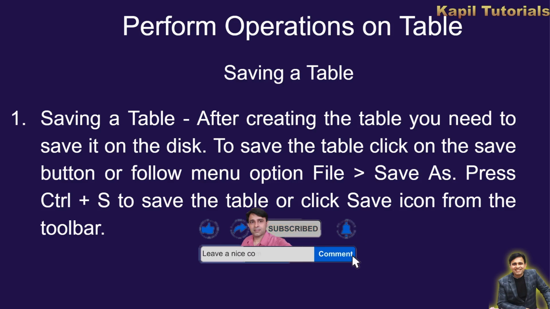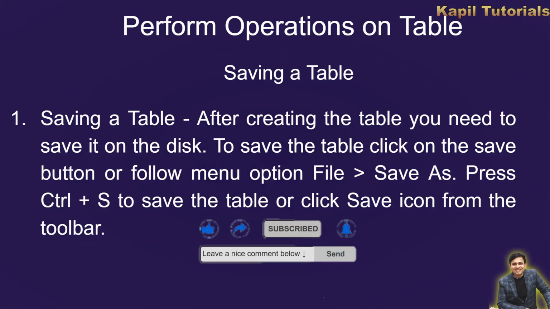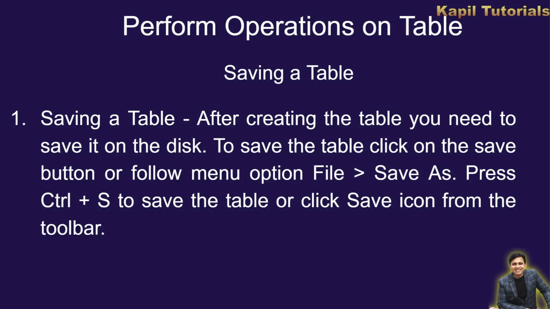The first topic will be saving a table. Of course, whenever we are creating a table, we have to save it also. Although in my previous tutorial I have taught you how to save it, as we are covering the topics, we'll revise each and every topic. So just go through it properly. The first topic is saving a table. After creating a table, you need to save it on the disk. That means save a table on your computer so that later on you can retrieve it.